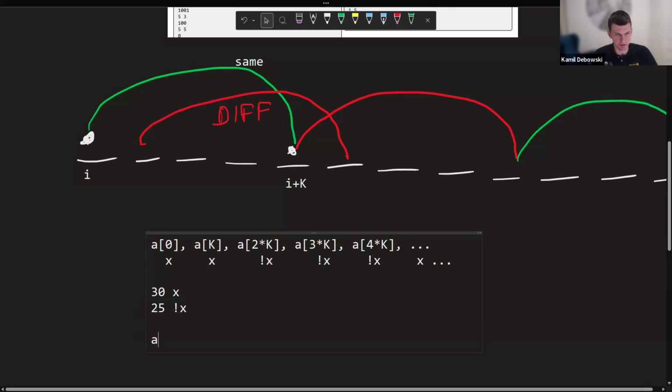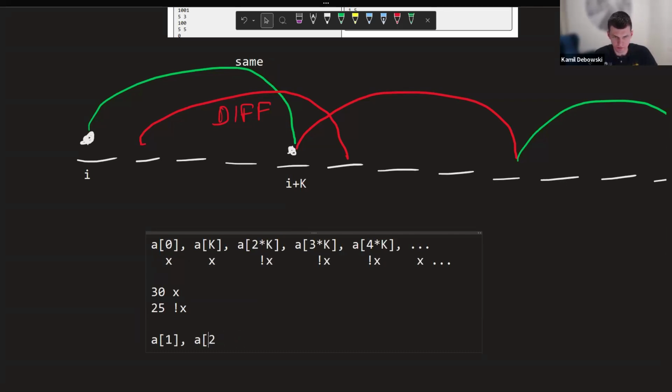Then you can do the same logic for those. So A of 1 plus 2 times K, and so on. Generally, every group of indices with the same remainder modulo K will be one connected component.